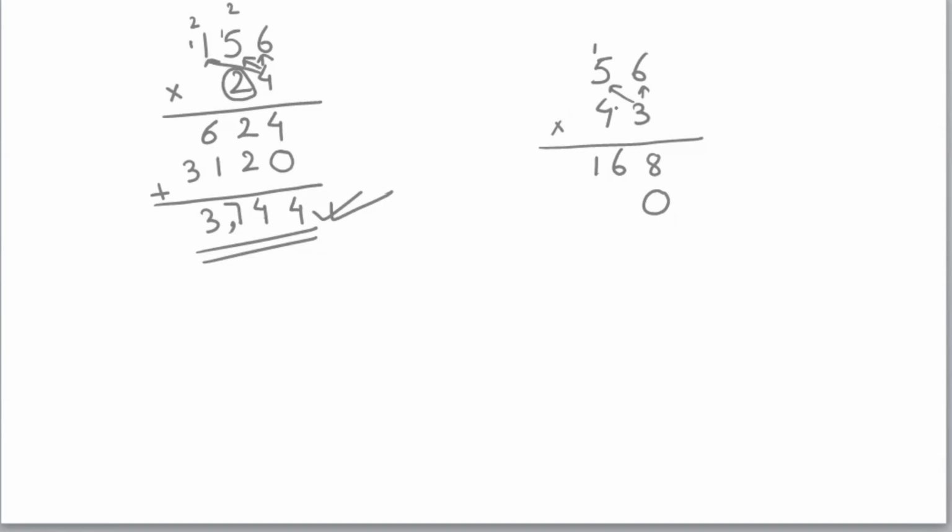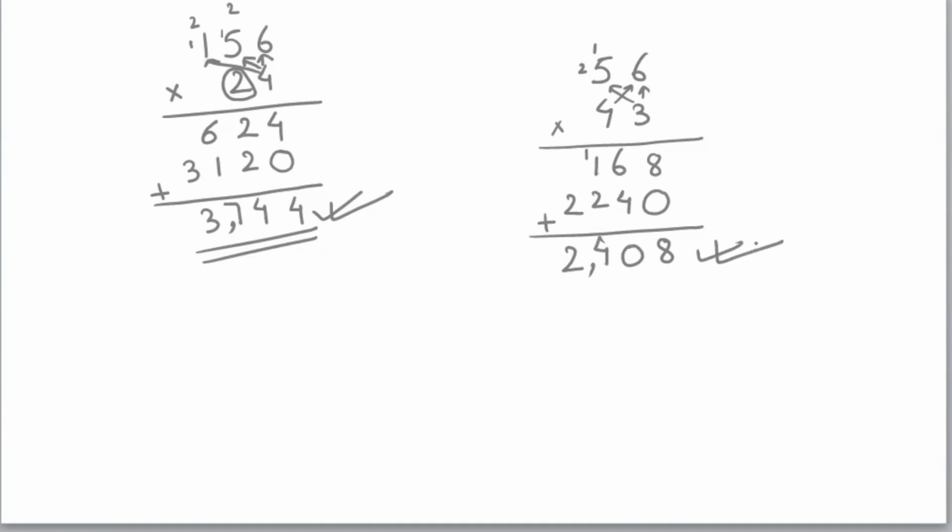4 times 6 is 24. 2 is the carryover. 4 times 5 is 20 plus 2 is 22. Now we have to add it. 8, 6 plus 4 is 10, 2 plus 1, carry over 4, just 2. This is the answer.